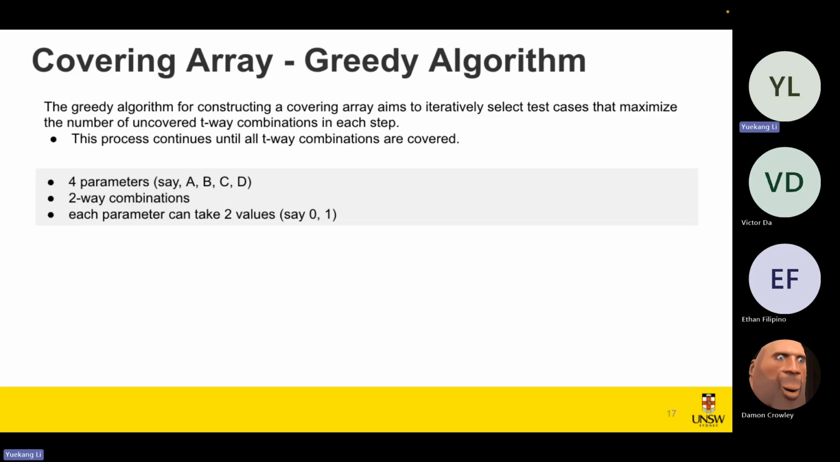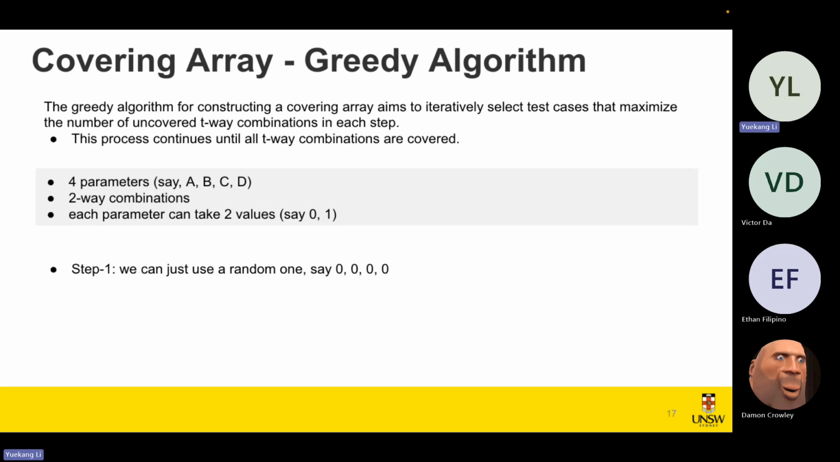So let's try to do it with an example. Let's still use the same setup, but instead of using P1, P2, P4, we use A, B, C, D for the 4 parameters here. And let's still try to do the 2-way combination. And let's still assume that each parameter can take either 0 or 1, okay? So step 1, the initial test case.